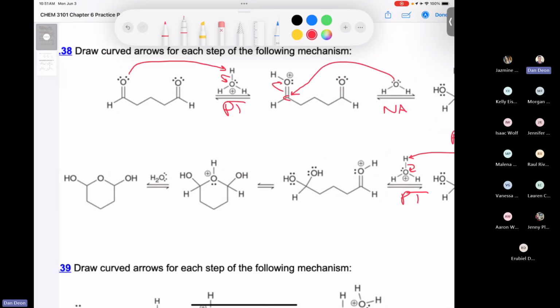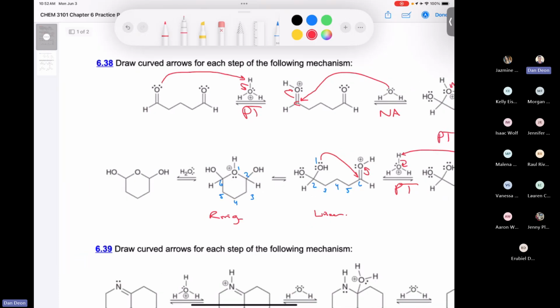Then we have to close up the ring, right? So we go from something that is linear to a ring. So how do we make the ring? Well, we have the oxygen of the alcohol, and it could be this one or this one, doesn't matter. But this is going to be a nucleophile, and it's going to attack here. Then if you count the number of carbons, or atoms, 1, 2, 3, 4, 5, 6. So there's your 6-membered ring, right? 1, 2, 3, 4, 5, 6. And so you form your ring like this.